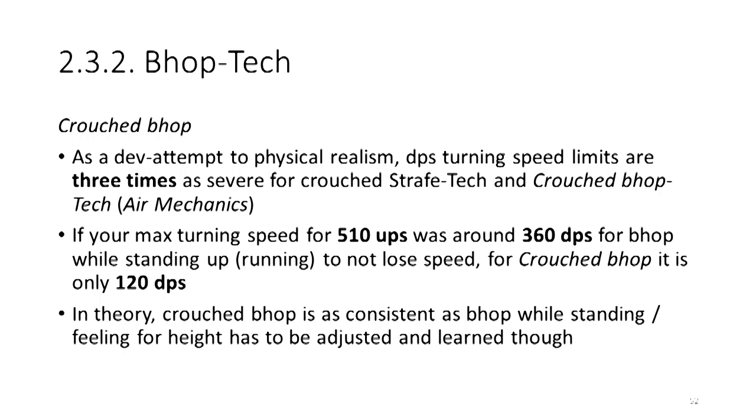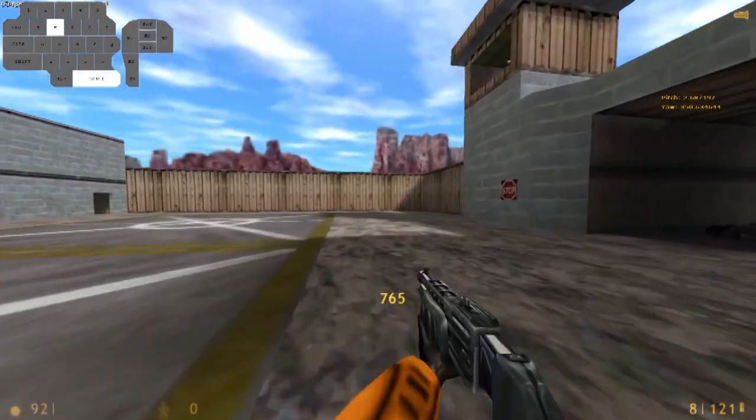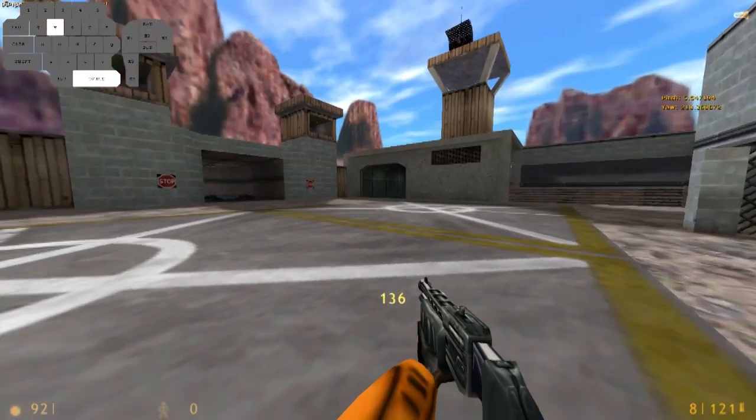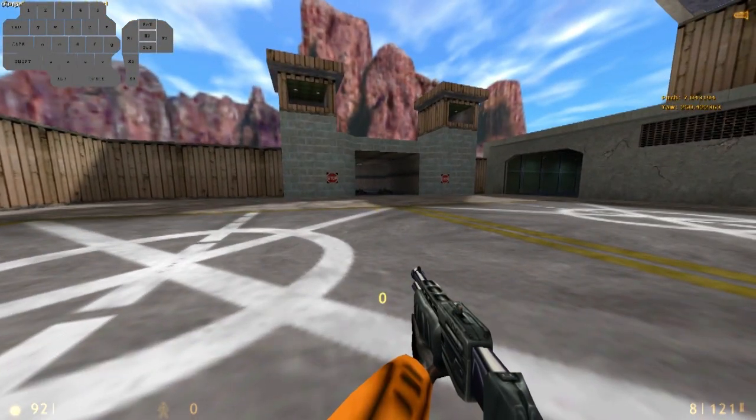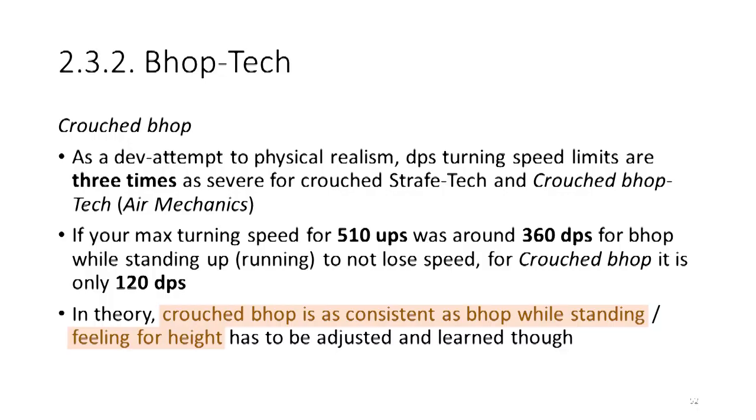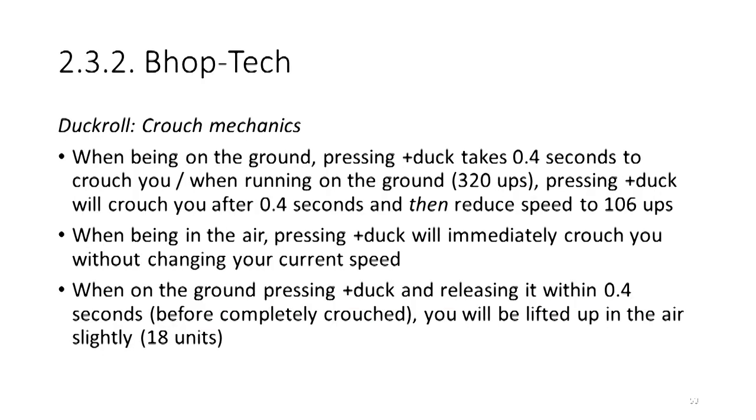When being crouched, the DPS turning speed limits are 3 times as severe, equally to the 3 times smaller general moving speed. Considering Strafe-Tech, it can be as clean when running, but it has to be timed according to the differently perceived height differences from the ground. For understanding what duck-rolling does, we first need to inspect crouch mechanics a little more closely.